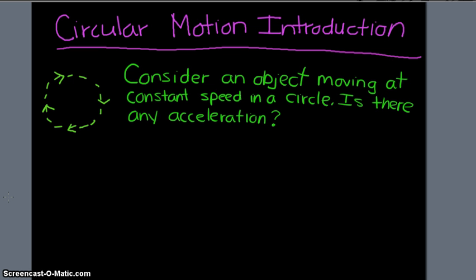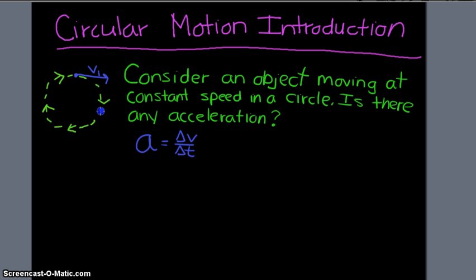Well, let's think about this. We know that acceleration is delta v over delta t. So if we have some object moving at constant speed in a circle, we know that it's changing position, and we can analyze different positions in this uniform circular motion. So for example, at this instant, the velocity can be represented by a vector. Here, I'll call this v1.